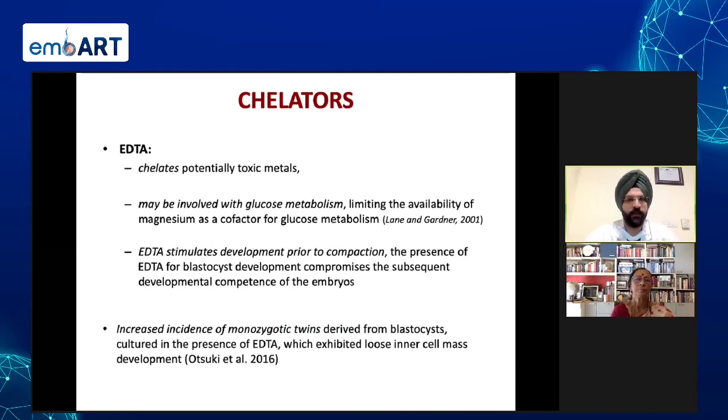Another group of components is chelators, such as EDTA. It chelates potentially toxic metals. It may be involved with glucose metabolism. As I told you in the previous slides, it limits the utilization of glucose, and it stimulates development prior to compaction. The presence of EDTA for blastocyst development compromises the subsequent development of the embryo. So generally, the post-compaction media do not have EDTA, as it increased the incidence of monozygotic twins derived from blastocyst culture in the presence of EDTA, which exhibit loose inner cell mass, and this is another drawback of using EDTA.